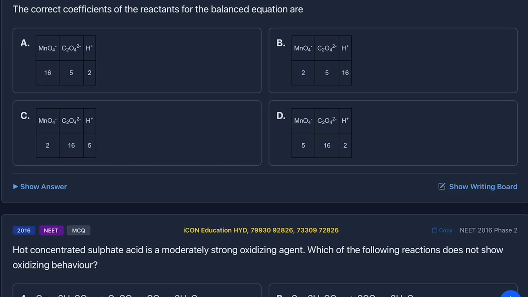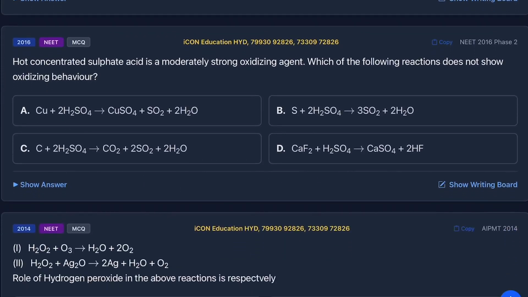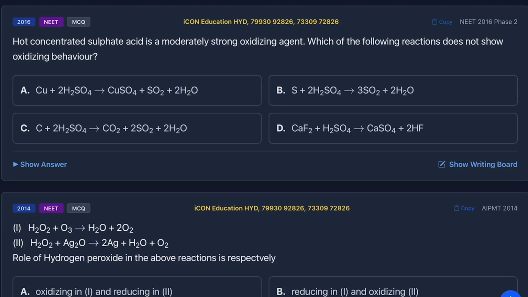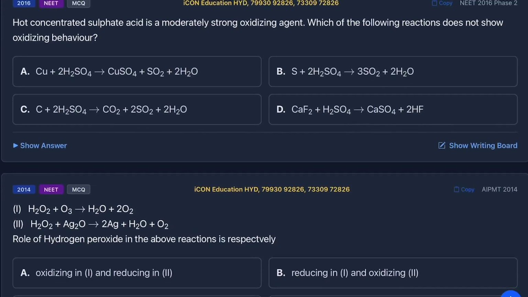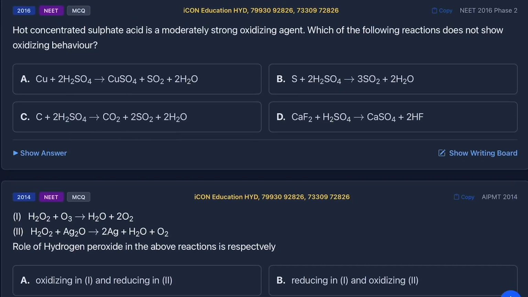Next, we are moving towards the next question. Hot concentrated sulfuric acid is a moderately strong oxidizing agent. Which of the following reactions does not show the oxidizing behavior? That is the question. So first of all, we have to understand oxidizing behavior.